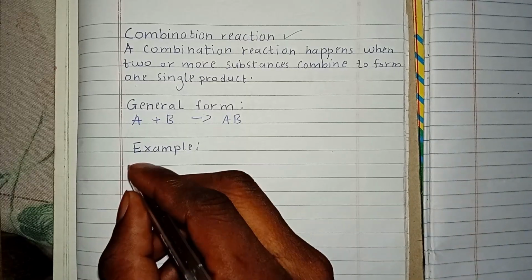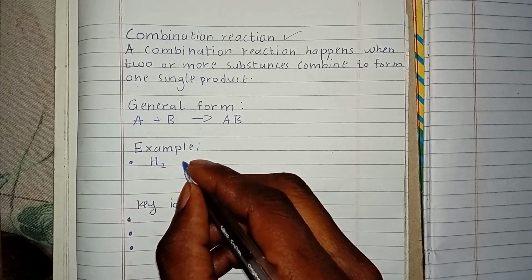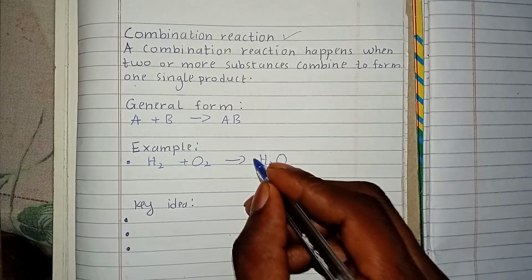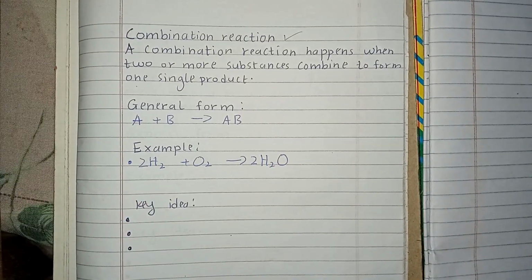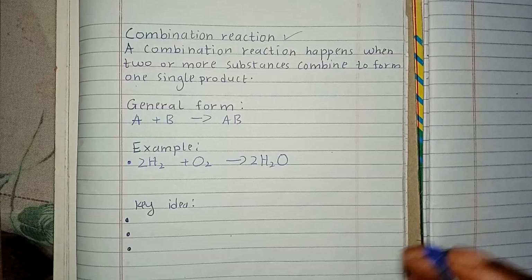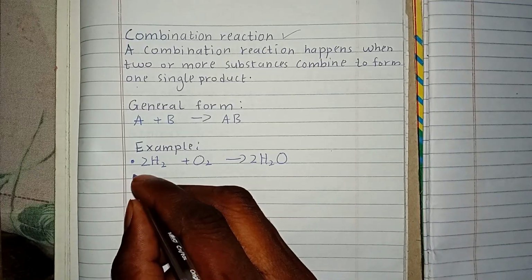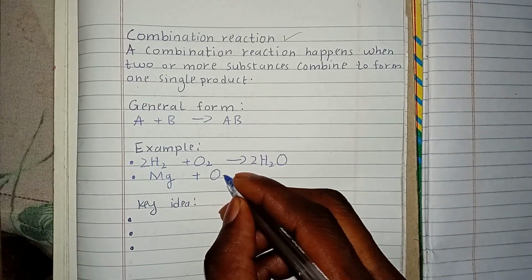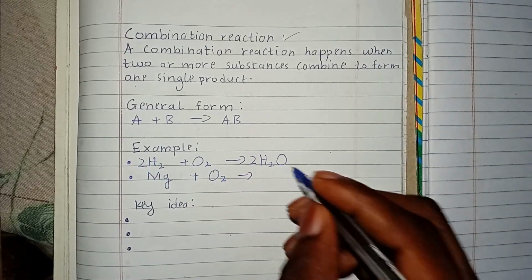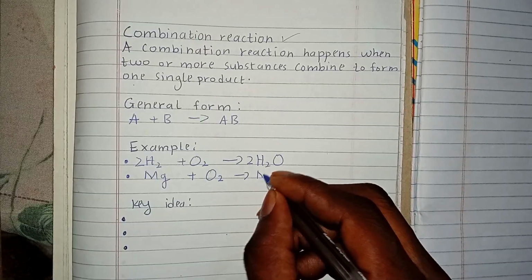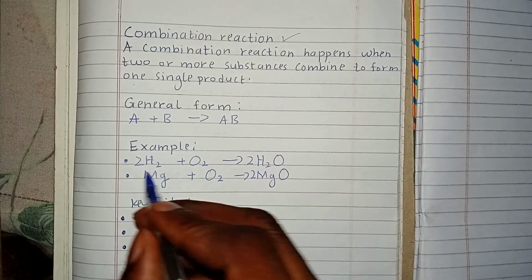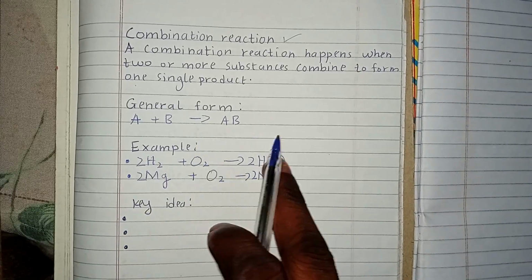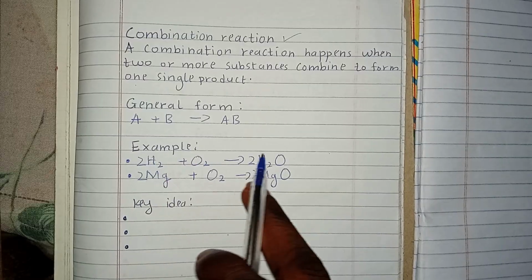So the first example, when hydrogen gas reacts with oxygen gas, we form one single product, which is water, H2O. Very simple. Another example also is when magnesium reacts with oxygen to form magnesium oxide. Very simple, as you can see. 2 reactants forming one product.